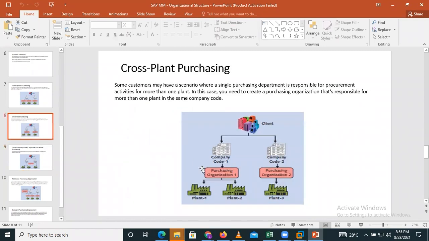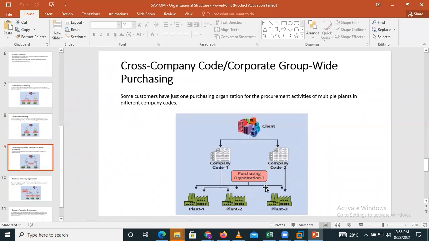So if you see this diagram, what happened? Here we have one purchasing organization which is responsible for multiple plants that belong to the same company code. But in this case, a purchasing organization is responsible for multiple plants and can have different company codes, can be from different company codes. This is called a cross company code, and also called corporate group wide purchasing.